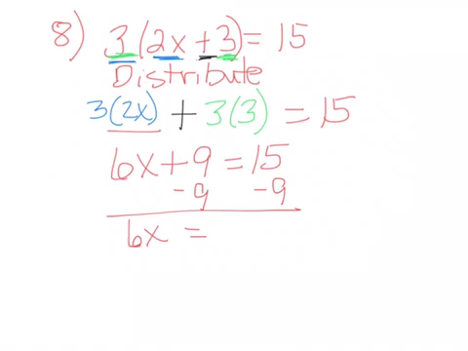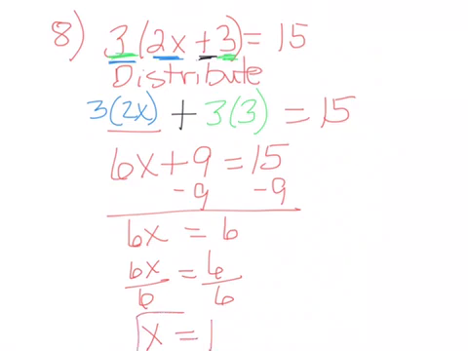Well, you've been doing those type problems since elementary school. 15 minus 9 is 6. So I have 6x is equal to 6. I want just plain x. It's multiplied by 6. So to undo multiplication, we divide. 6x divided by 6 leaves us with x equals 6 divided by 6 is 1. And there you have it.